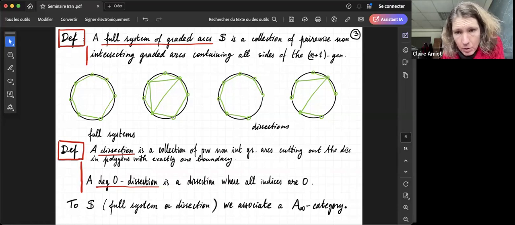Now here all arcs are graded. So we have some values, corresponding to indices between these two green arcs. And I call degree zero dissection a dissection where all indices between two green arcs are zero.